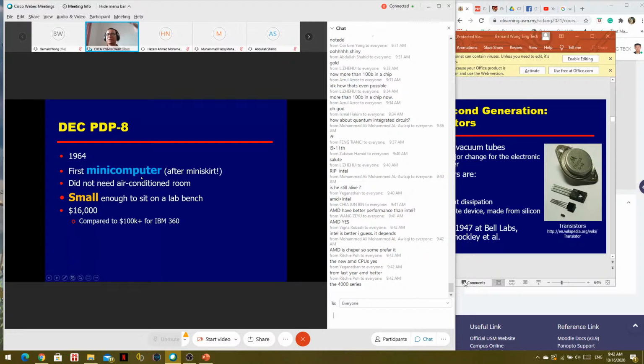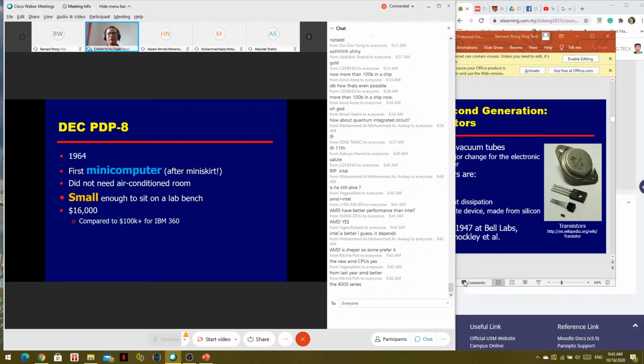So at that time, in the 1960s, the miniskirt was very popular. So for those computers that were made more compact and smaller, they coined the nickname minicomputers. Basically all these smaller computers were not so heat generating anymore, so they did not need aircon rooms, and they were small enough to put on a bench or a table.